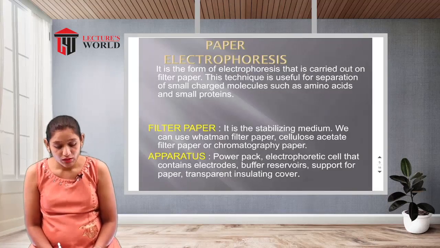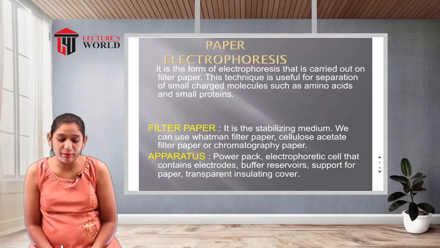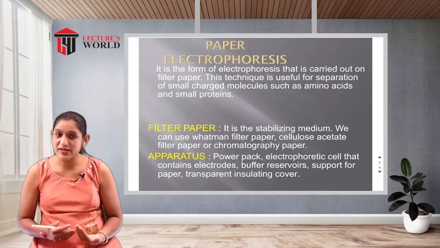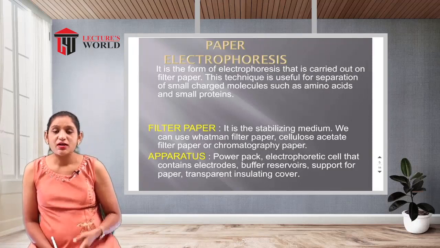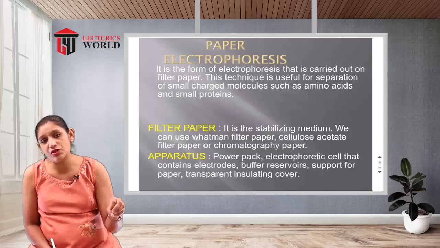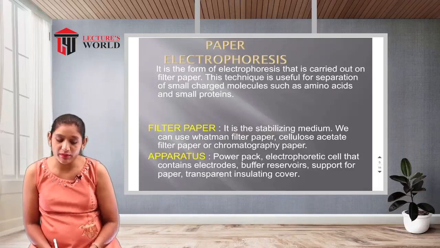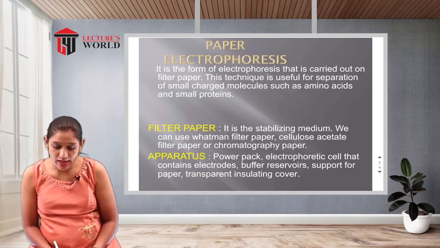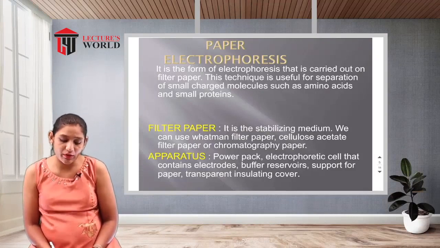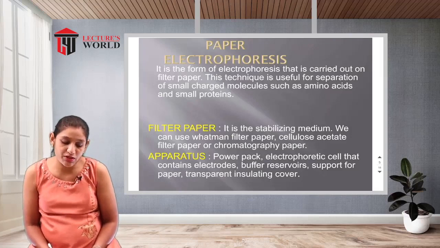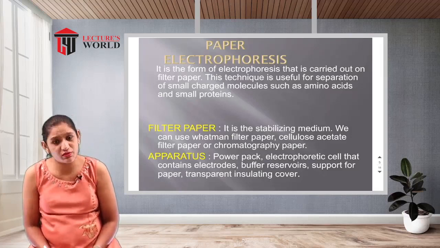Next one, filter paper. This is the type of paper used in paper electrophoresis. It is the stabilizing medium, along with the stabilization buffer solutions. We can use Whatman filter paper, of different numbers, cellulose acetate filter paper, or chromatographic paper for the separation in paper electrophoresis.